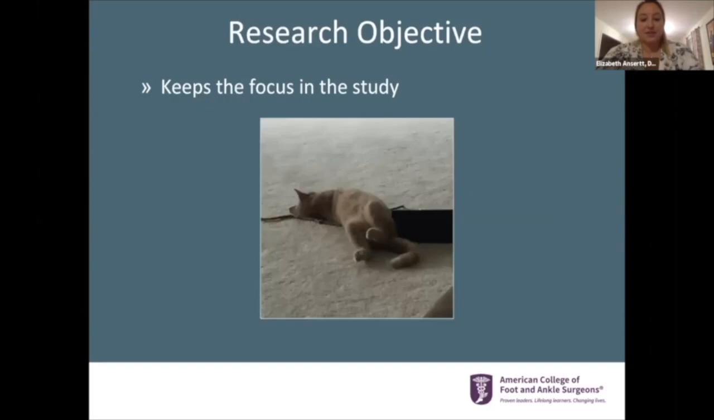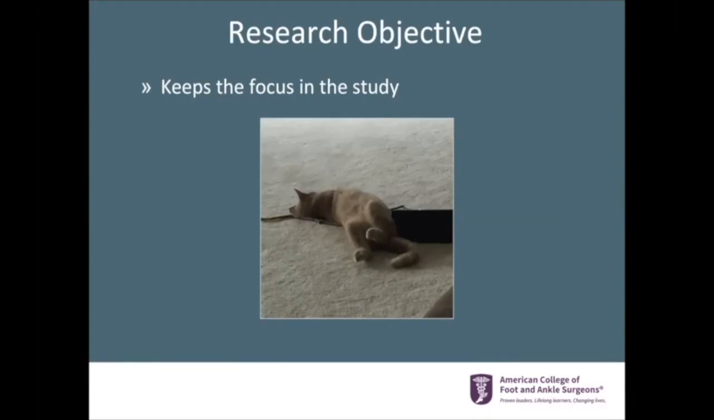So this hypothesis is then turned into a research objective. The objective keeps the focus in the study and is one of the cornerstones in guiding the research. It's so easy to get turned around and go in several different directions based on what you find and how your research process is going. So a clear research objective keeps us in line and keeps half of us from wanting to go one direction and the other half wanting to go the other direction.